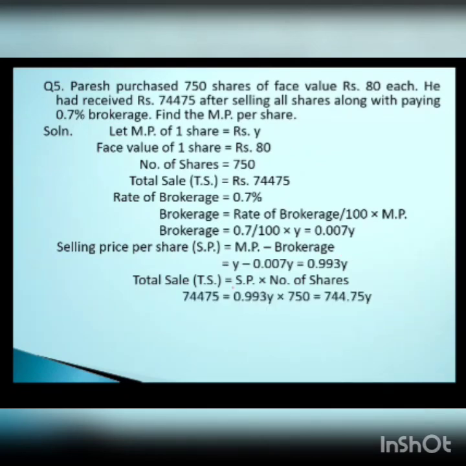Just write the total sale. This is given: 74475. SP is given, and the number of shares is 750, so you have to multiply these two numbers. That is what you're going to write down here. 0.993 multiplied by 750 gives 744.75. Finally, you have to divide and get the Y value. Let me check how many of you are able to do it. Once you get the answer, put it in the chat box.